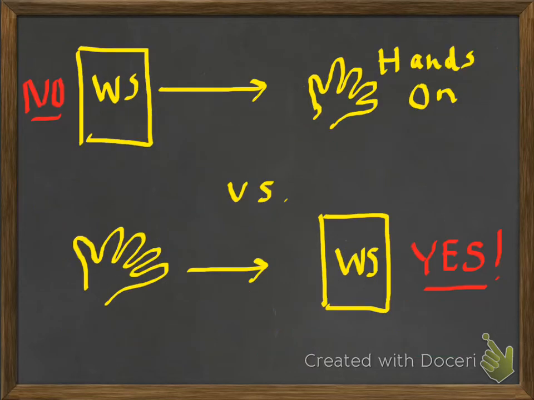So what I don't really want to see at all is starting with a worksheet and moving to hands-on. That's the wrong process. Instead, I want to see students starting with hands-on, then moving towards a worksheet at the end. And ideally, the worksheet isn't what's being taught. The worksheet is being used as an assessment of what has been taught through concrete and representational activities.